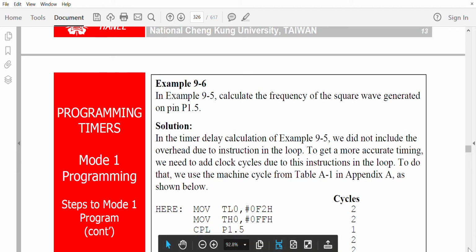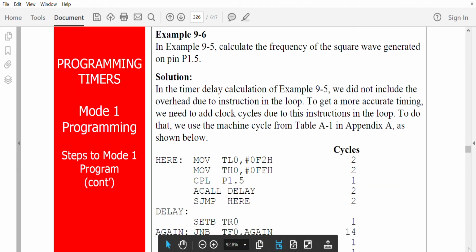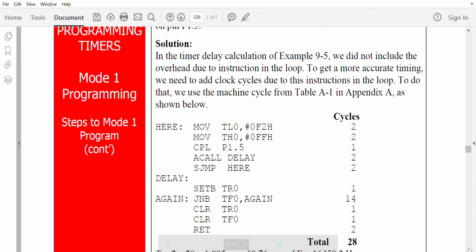Suppose this is my program. In the previous question, we did not see the machine cycles or anything. We just took the count. So that is what is told here: the overhead due to instruction in the loop is not considered.